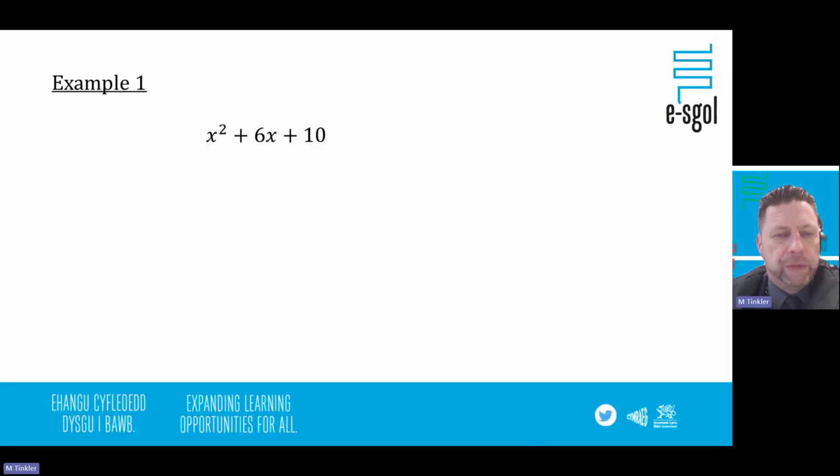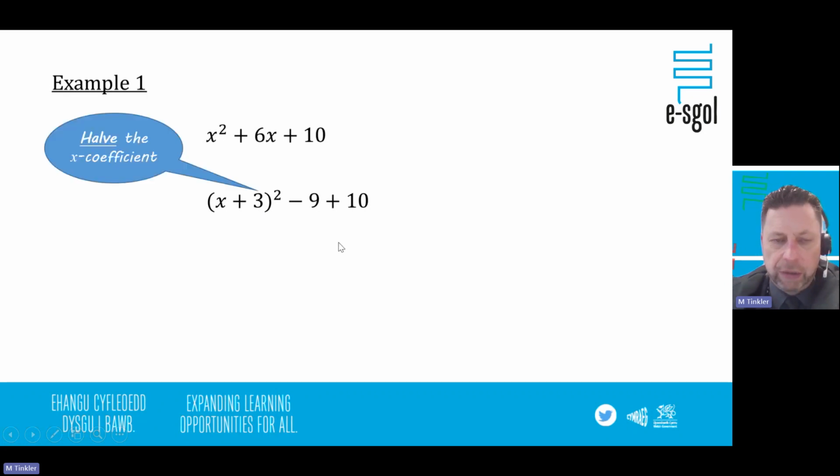The first one, I'm just doing some completing the square work. And as I say, it's just a recap. So the first thing I've done, I've halved 6 down to 3. And then I have to do 3 squared. If I expanded this out, box grid method, it'd give me an extra 9. So I take away the 9 to counteract this 3 squared. It'll always be a subtract no matter what sign is in there. Plus 10 on the end.